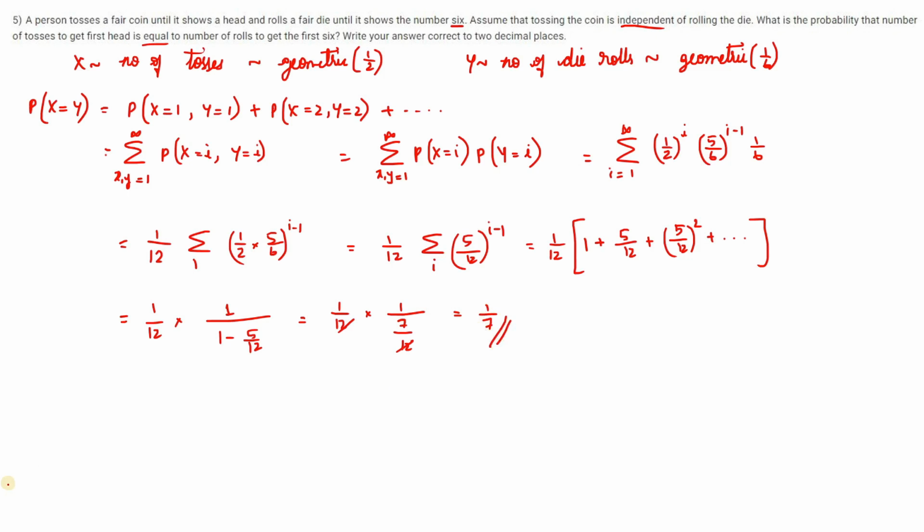Now next question, question 6. Let x and y be IID geometric(p), where p belongs to (0, 1) and is a constant. Find the value of probability of x equal to 6 given that x plus y is equal to 10. Write your answer correct to 2 decimal places.